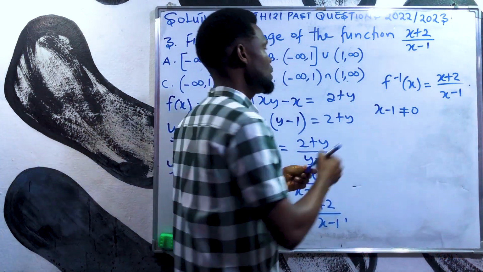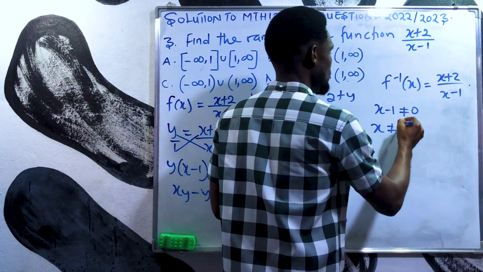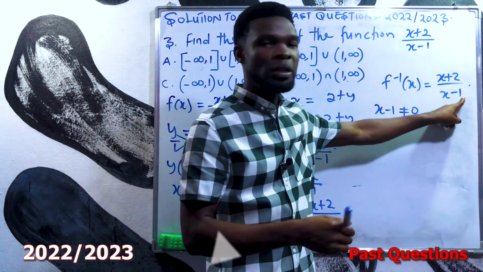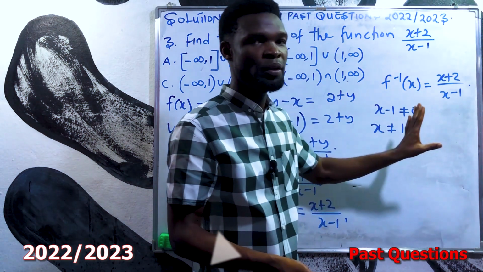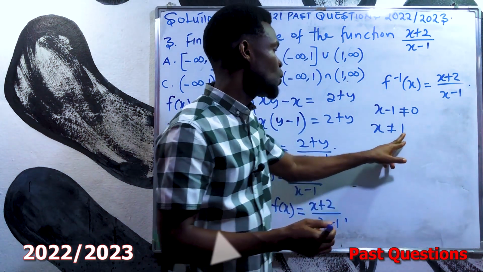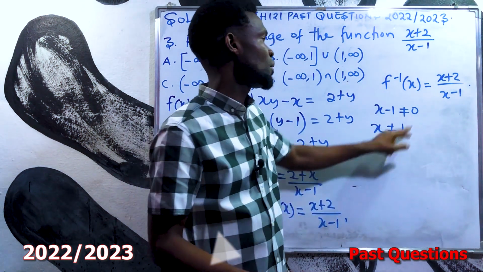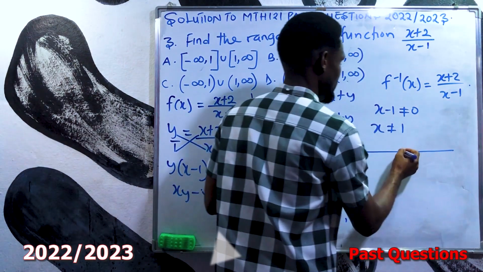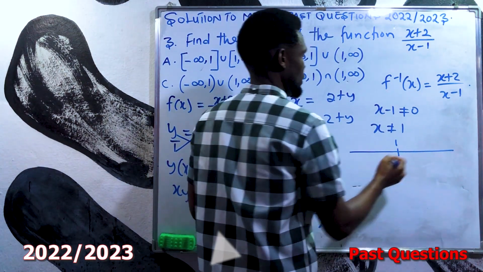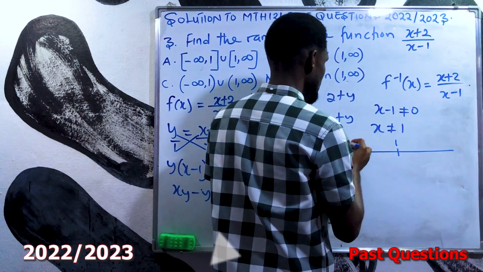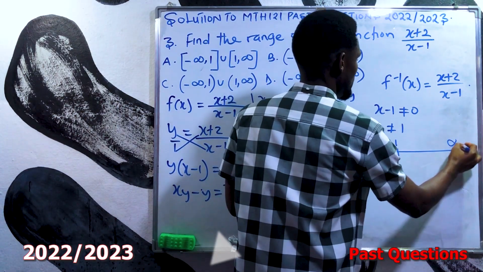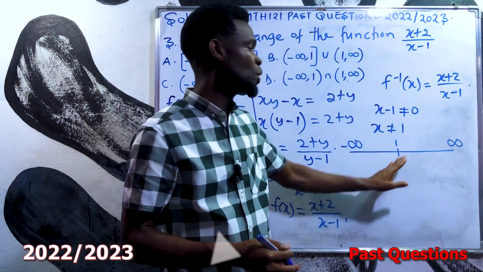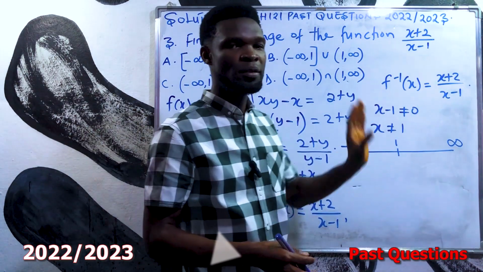So if this function must exist, it means that x minus 1 cannot be equals to 0. Meaning that x cannot be equals to 1. Because if you put 1 here, 1 minus 1 is 0. That makes it undefined. So this one here becomes the critical point of this function, where you put on the number line here 1. This is from negative infinity to positive infinity.